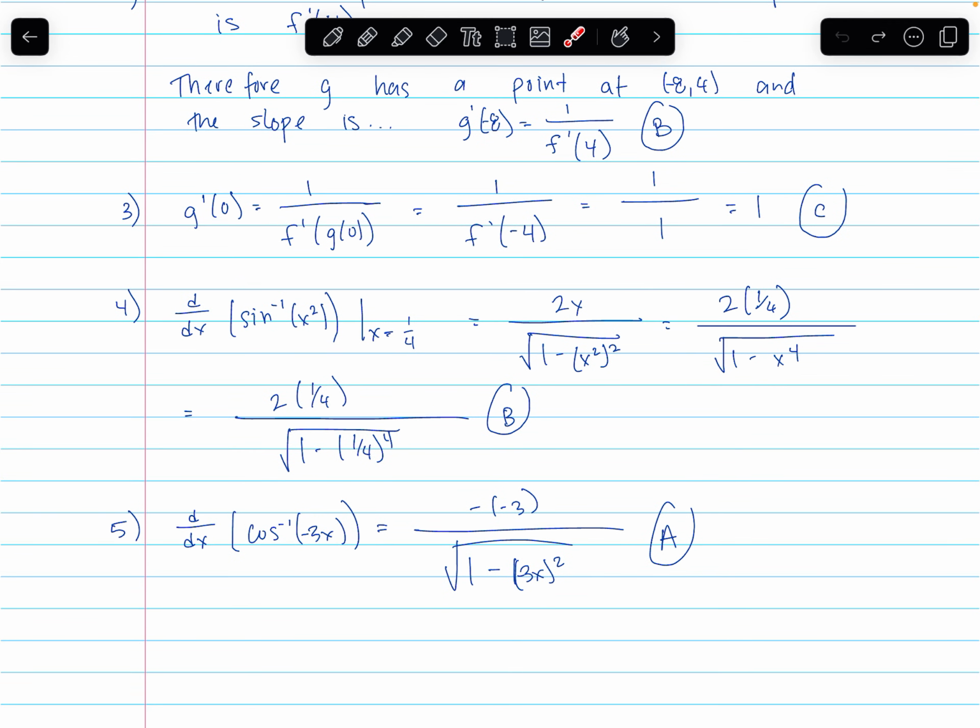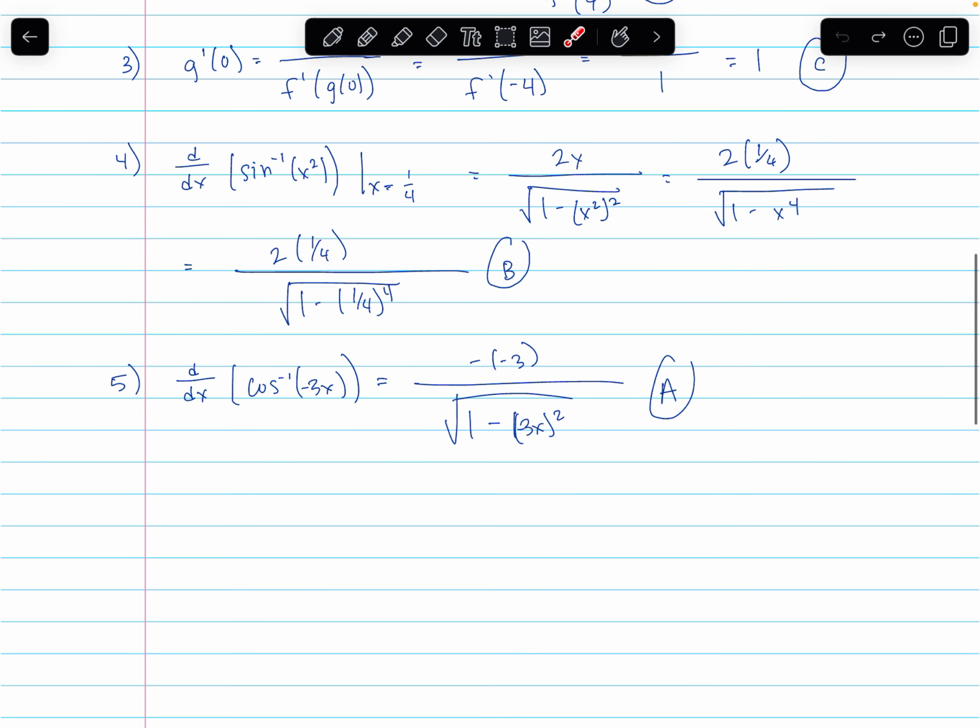The next question gives us the derivative of the inverse of x squared. So if you use your shortcut rules, we're taking the derivative of the inside. That's just the chain rule. Derivative of the inside is 2x over the square root of 1 minus x squared. But here we have x squared being squared, so that's going to be x to the 4th. And we plug in 1/4. So I'm going to plug in 1/4 here, and that's going to line up with B.